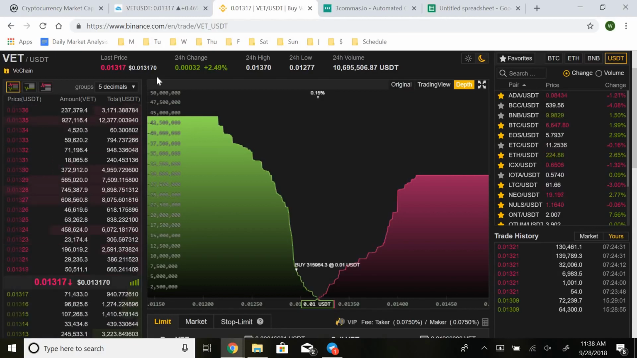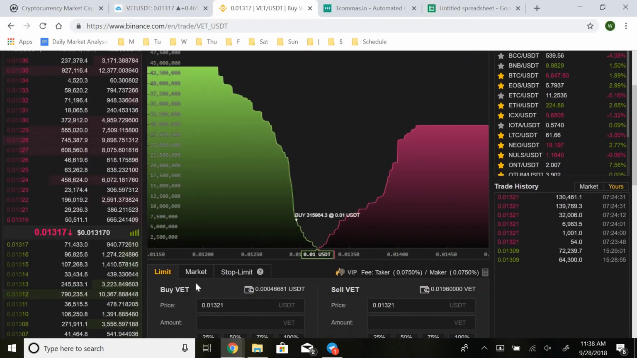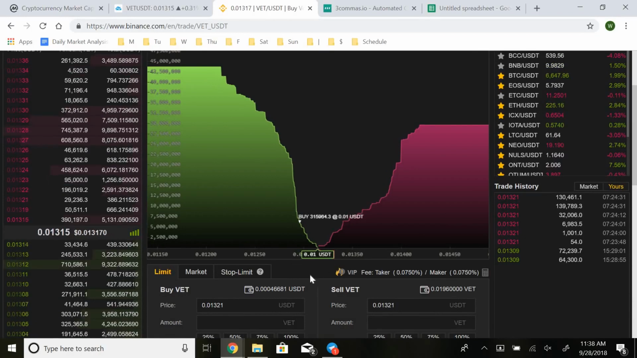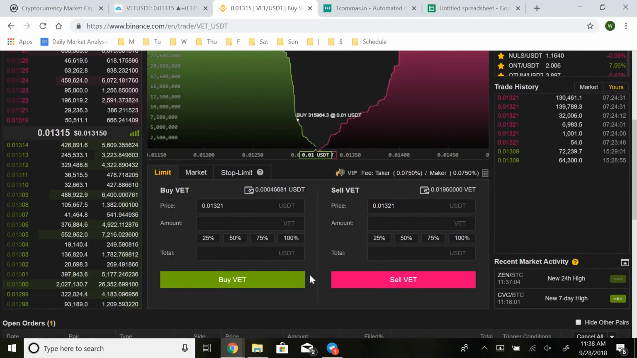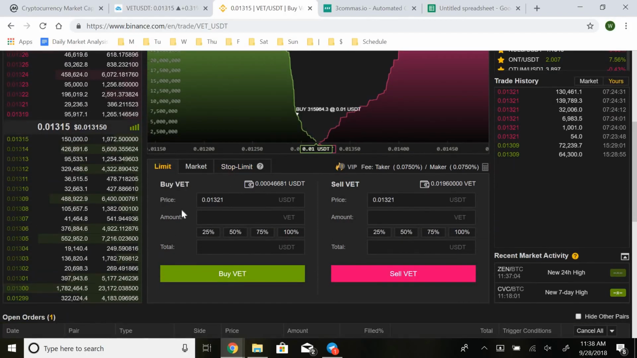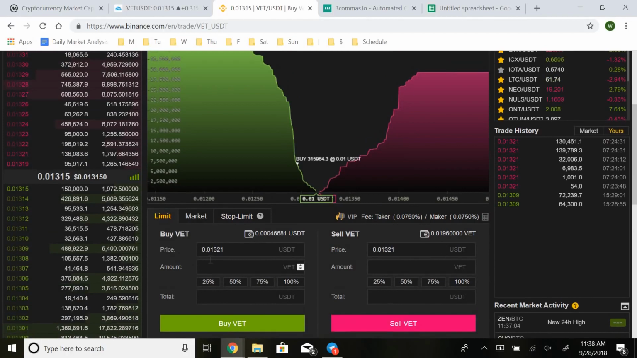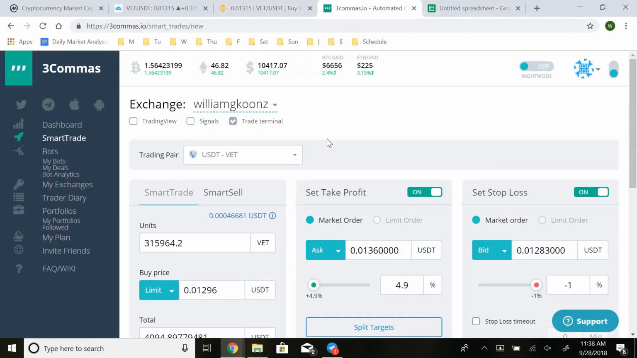So a big question that I always get is, what about a stop loss? How do I set my sell order? What about all these things? How do I set the orders? And the biggest question that I get is, can I set a stop loss and also set my sell limit? And yes, you guys can do that now with a third party called 3 Commas.